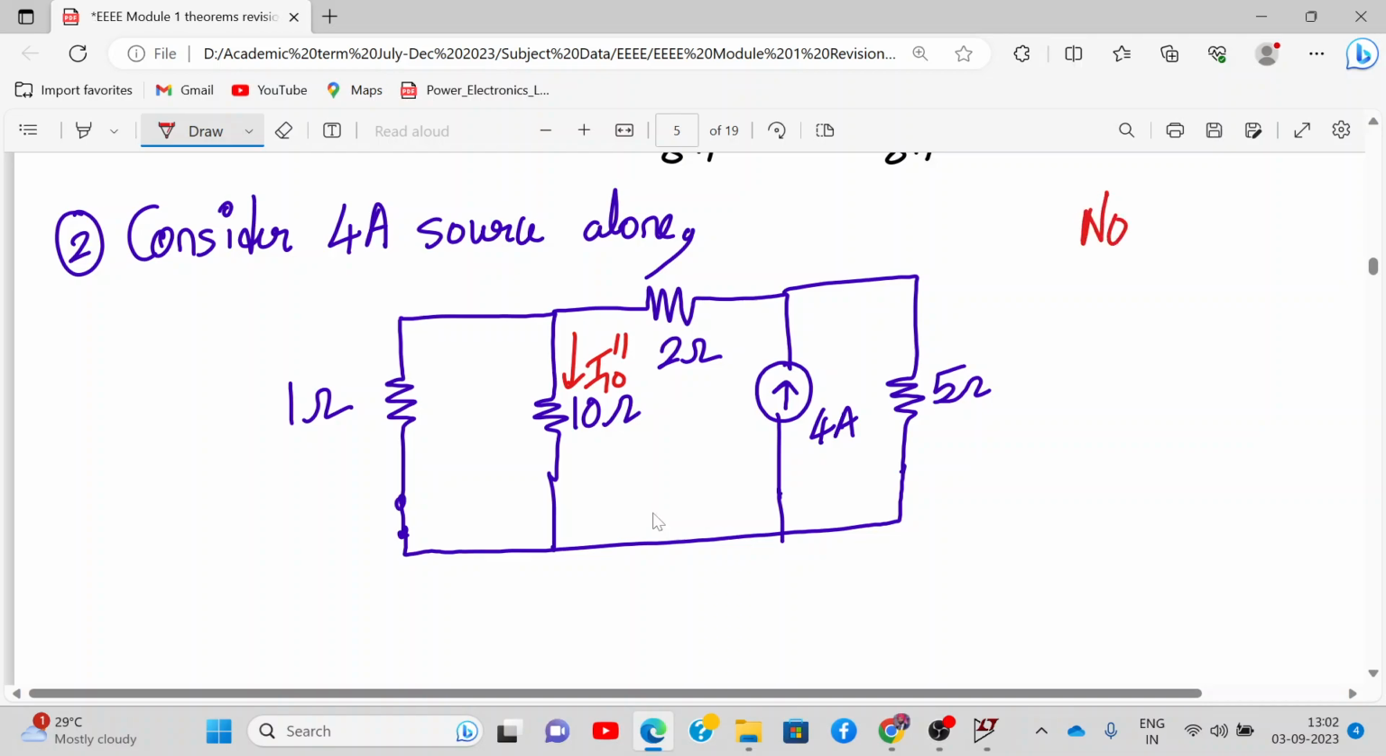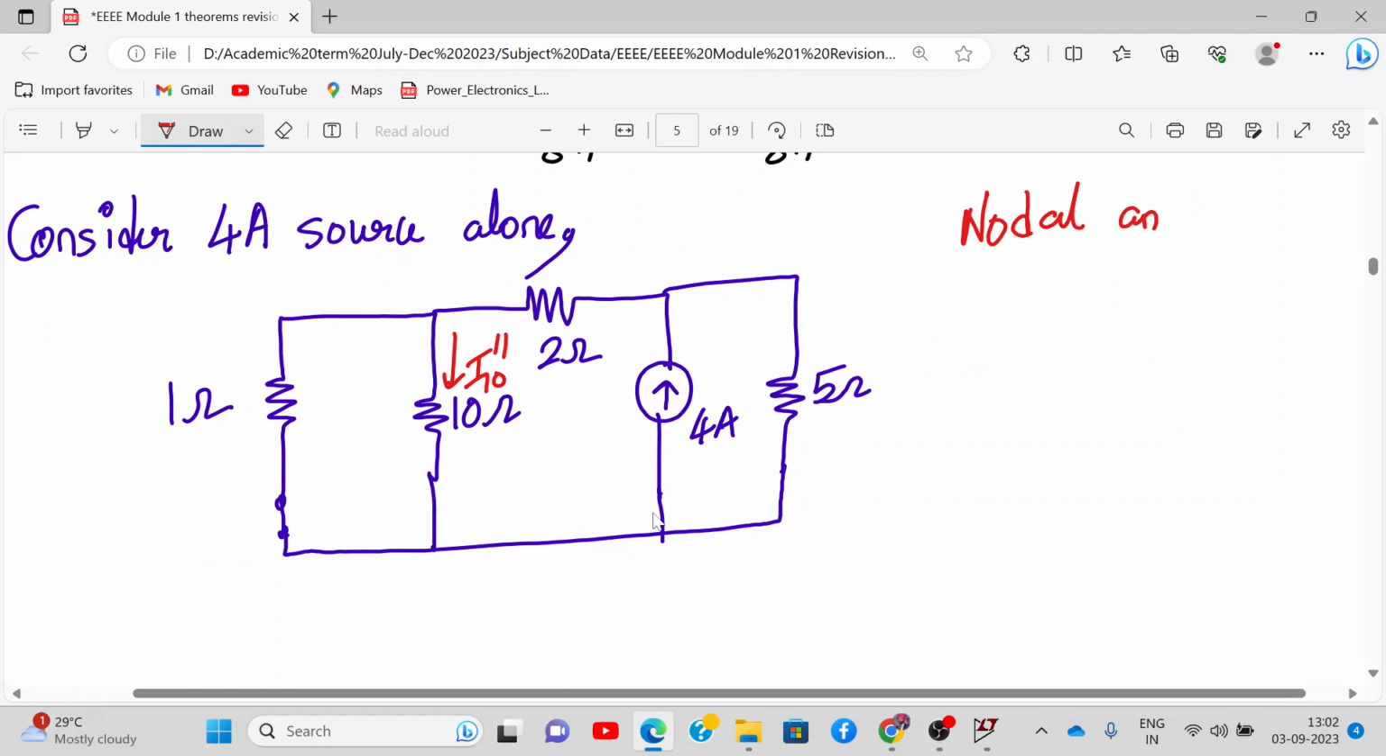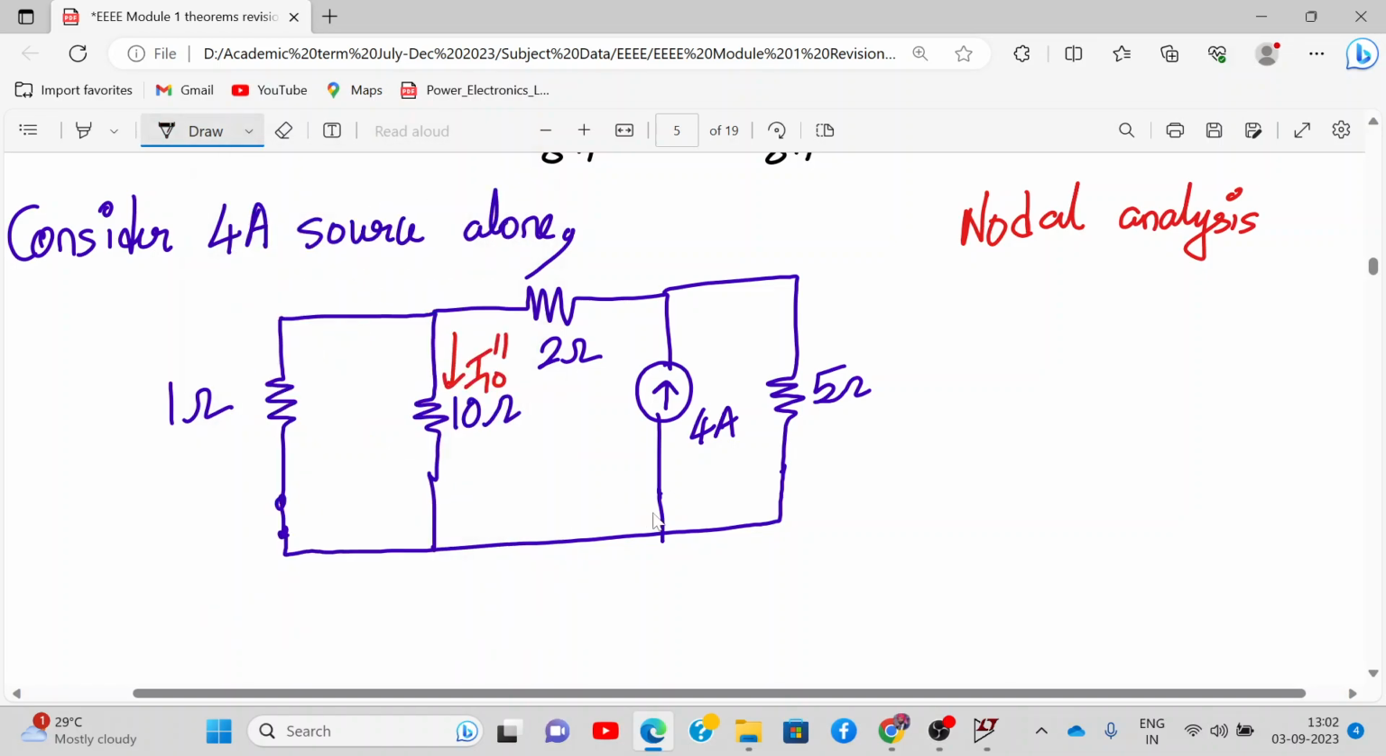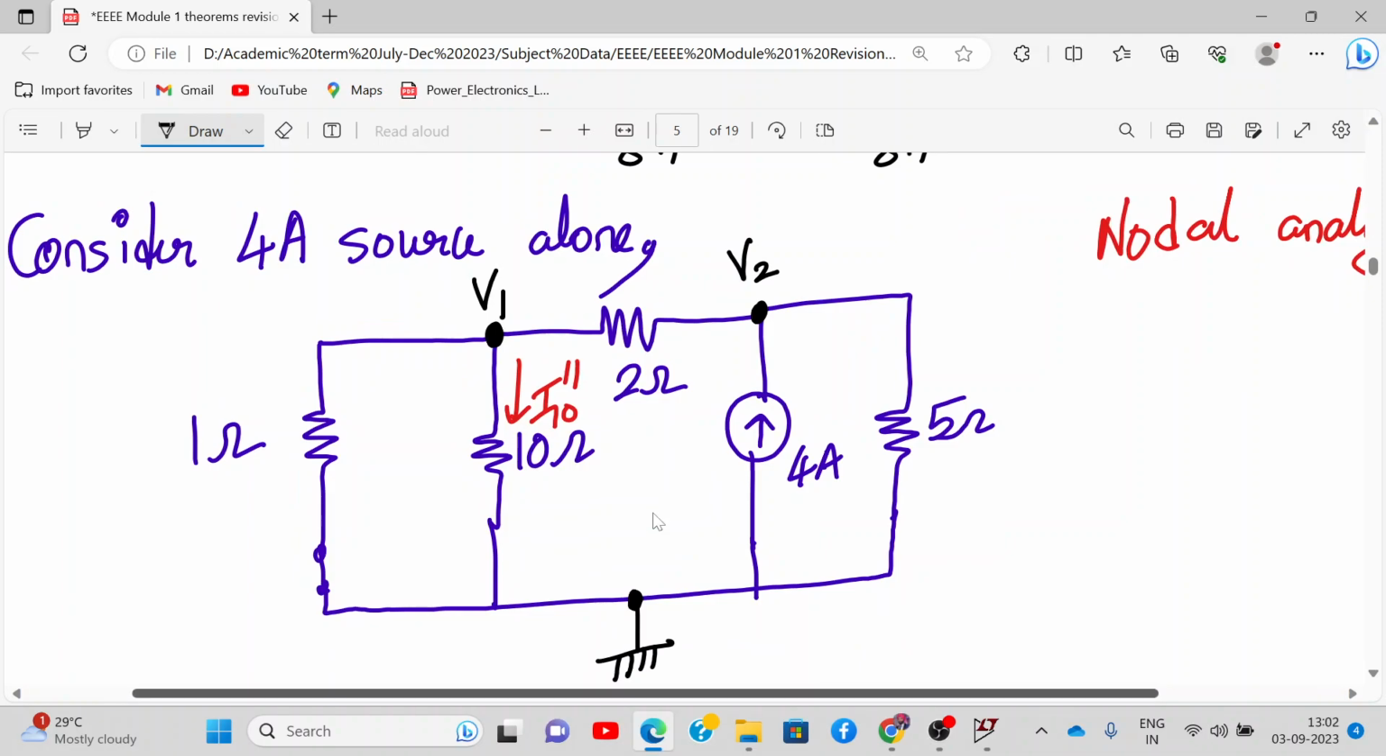Nodal analysis, have you studied? Yes, sir. Let's do that. What is nodal analysis? Let me repeat, I don't know which technique was taught to you. So you consider these nodes, right? And you consider a reference node. You have studied it like this, right? Call the voltages V1 and V2. Yes or no? This is the technique, right? Let me know. Yeah. Then we apply KCL at each node.